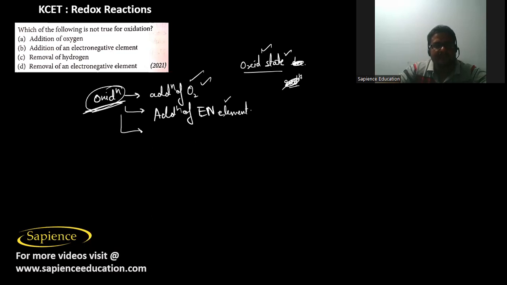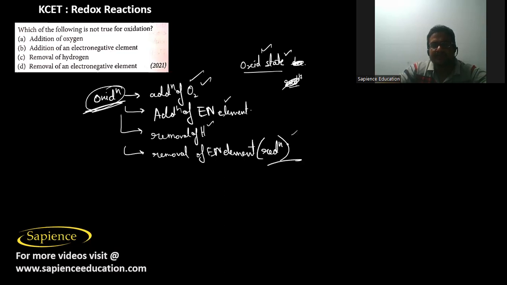And here we can say removal of hydrogen also. Removal of hydrogen is also oxidation, but removal of electronegative element is not oxidation. Removal of electronegative element will be called reduction, since here the oxidation state of the element will decrease. Option D is the correct answer.